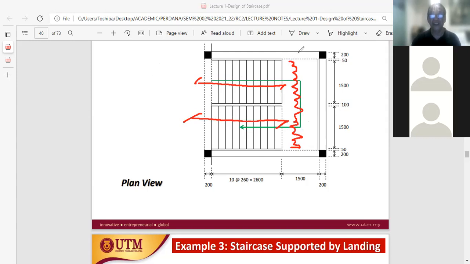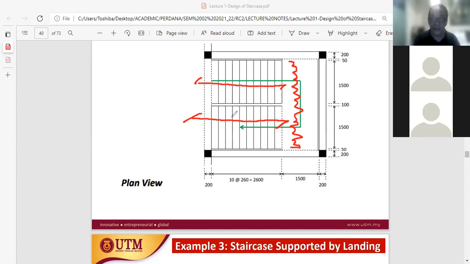So the reaction coming from the staircase will now be transferred to the landing because the landing is now supporting the staircase. Landing supports the staircase. This is the case where we do not have a beam acting as the support, but a different component. In this case, it is a landing. It can also be another staircase supporting another staircase. We'll come to that later on. But in this particular example, the landing is supporting the staircase.